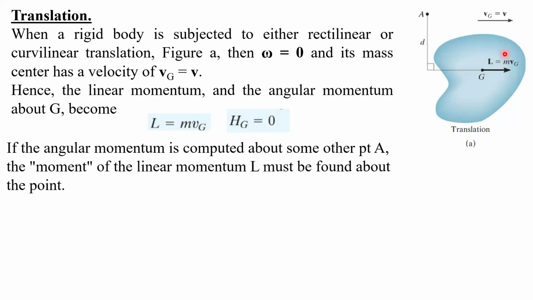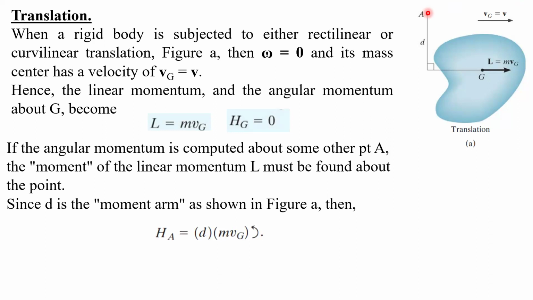If the angular momentum is computed about some other point A, the moment of the linear momentum L must be found about that point. Since d is the moment arm, as shown in figure A, then Ha, that is the angular momentum about A, is the moment arm d times the linear momentum mVg.